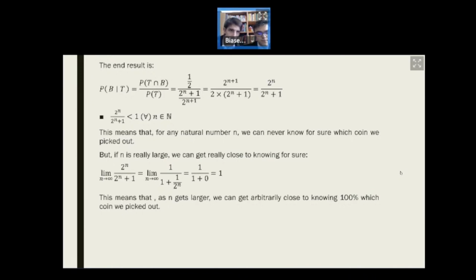So we got at the end that P of B given T equals 2 to the power of n divided by 2 to the power of n plus 1. We get that it has to be less than 1 for any n. And this means that for any natural number n, we can never know for sure which coin we picked out. And in the end, you can see the answer for the last question.